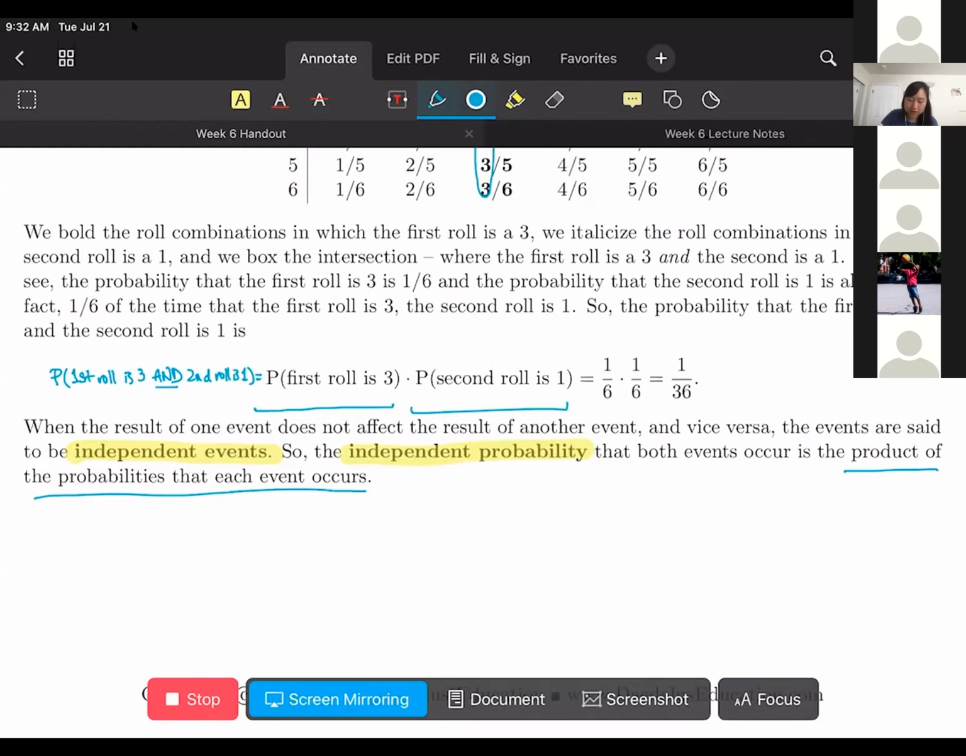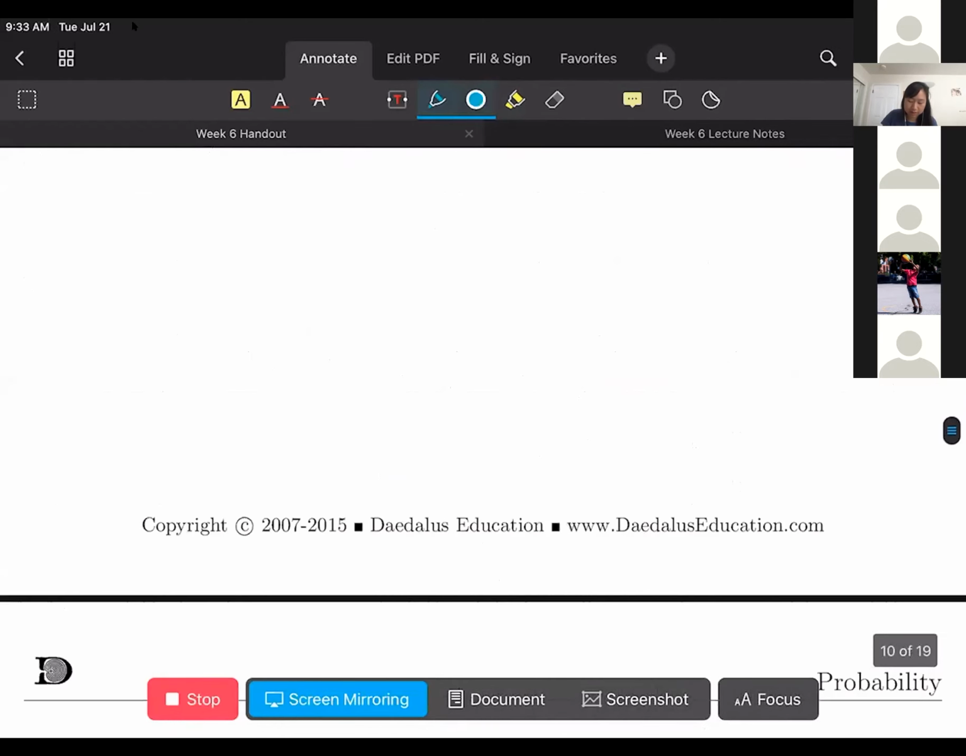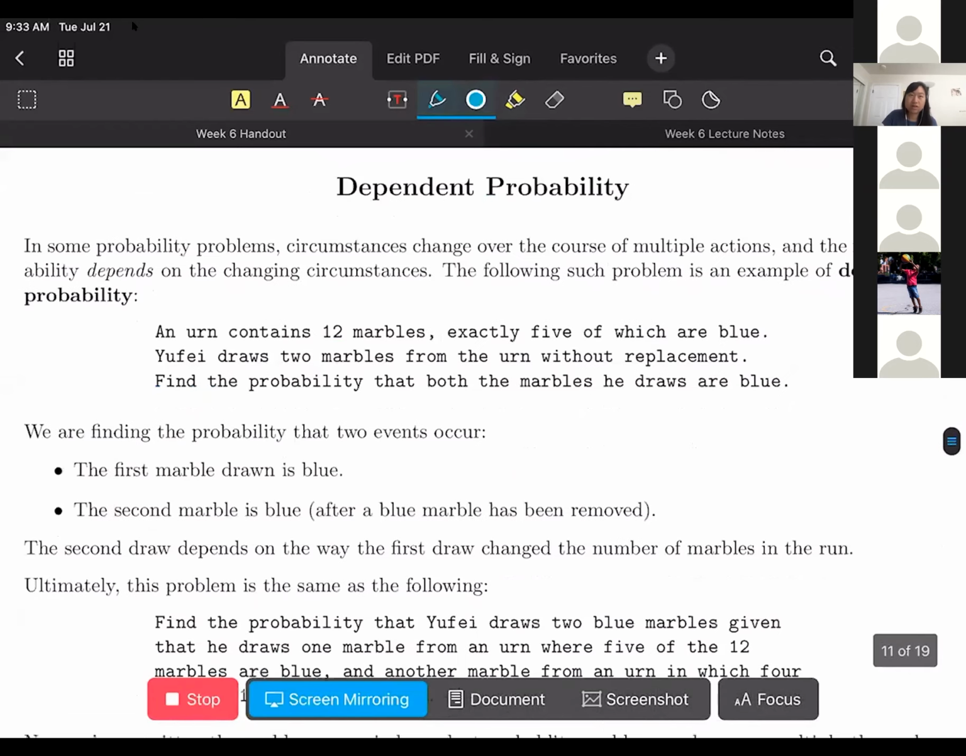Cool. So I want to contrast this with a different thing. There's another concept called dependent probability. In contrast with independent probability, when we're rolling dice, each die roll does not affect the previous die roll. In some probability problems, circumstances might change over the course of multiple actions, and the final probability will depend on the changing circumstances. So let's look at this other example, which is an example of dependent probability.